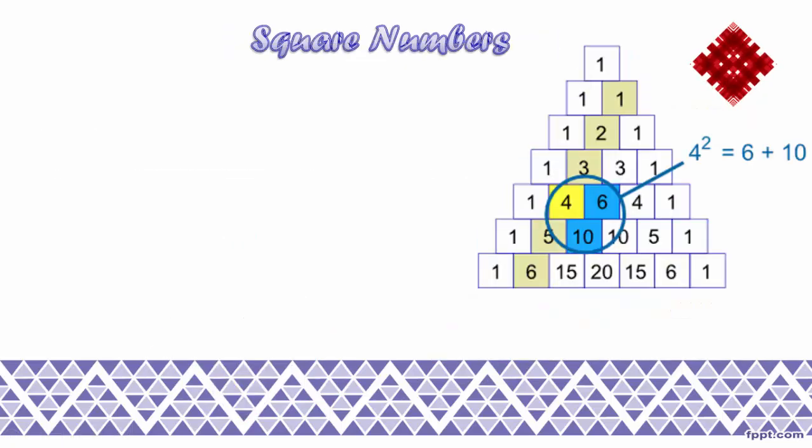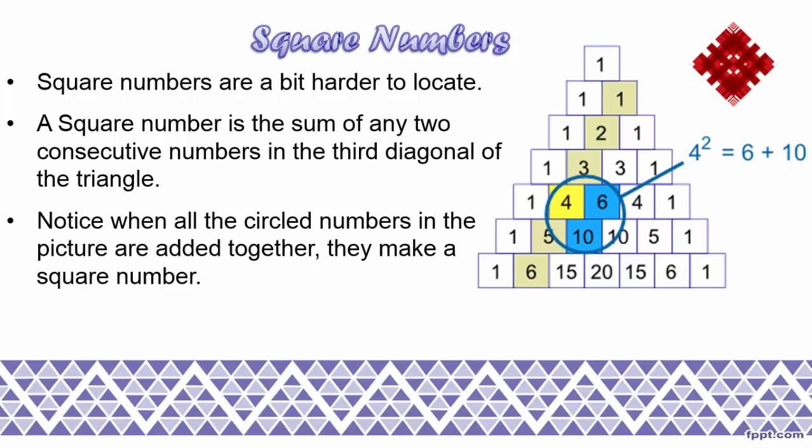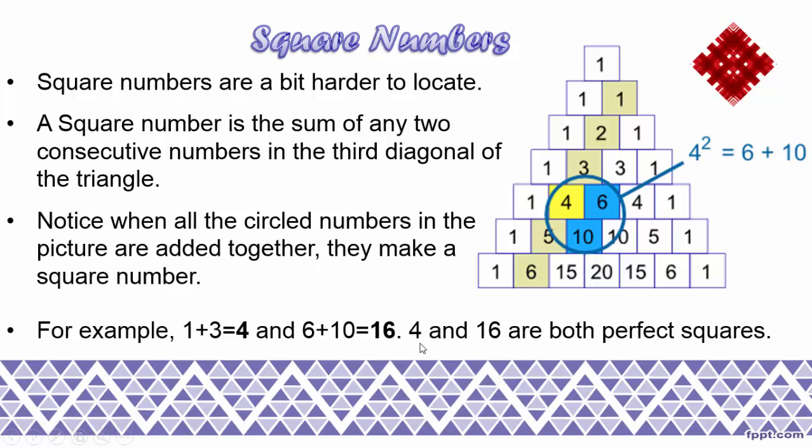The square numbers. As mentioned at the whiteboard, the square numbers are a bit harder to locate. A square number is the sum of any two consecutive numbers in the third diagonal of the triangle. So notice here I circled the numbers in the picture and added them together to make a square number. So here I have 10 plus 6, that's 16, and 16 is 4 squared. Here we have 1 plus 3 is 4, and that would be 2 squared, etc. 4 and 16 are both perfect squares.